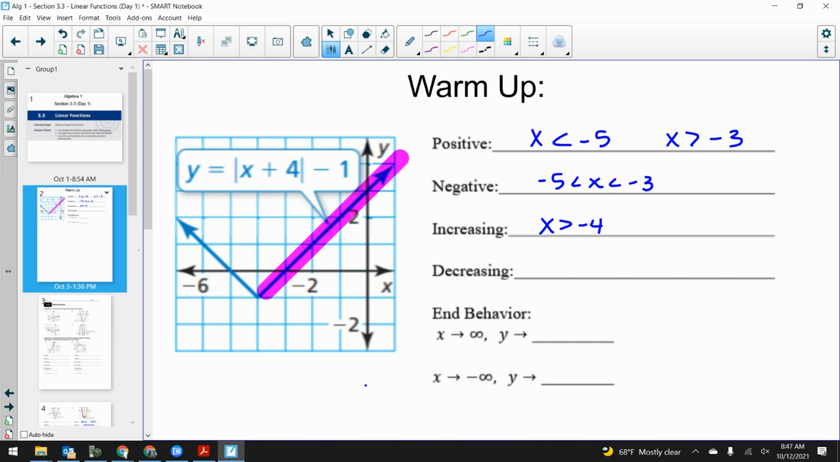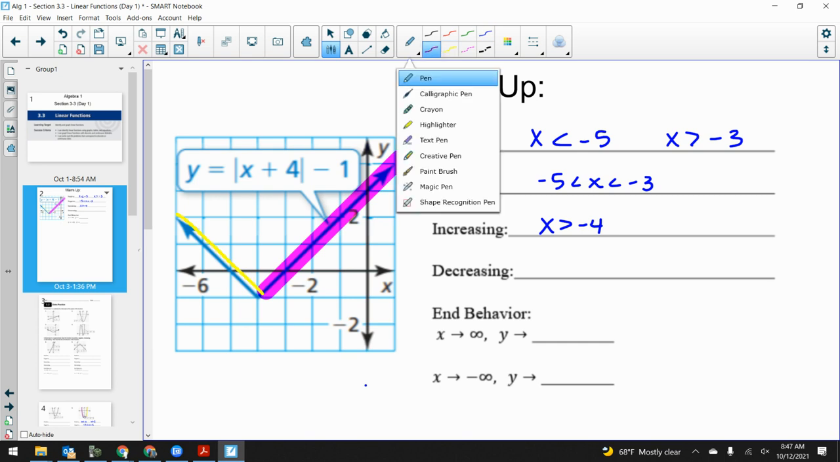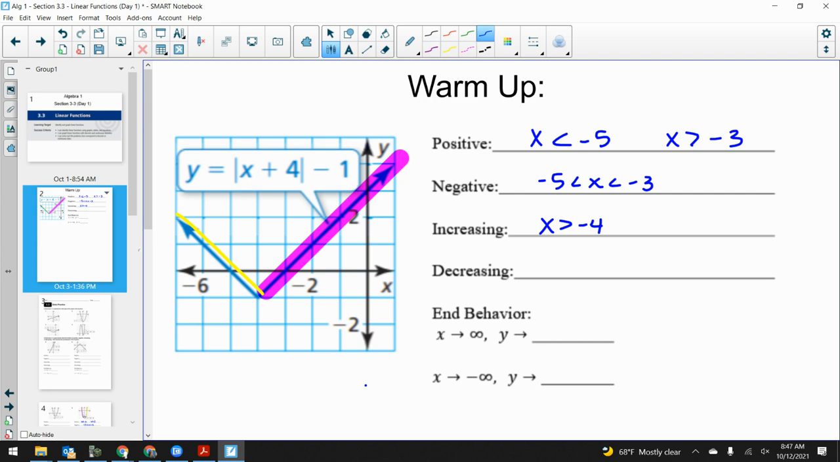Now, if it's not increasing, then it's decreasing, right? So therefore, this is all decreasing. The yellow there is all decreasing. How do I represent that? Well, that's just to the left of -4. Everything to the left of -4.